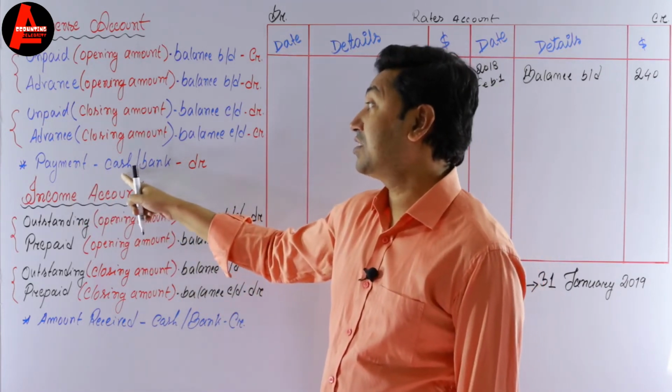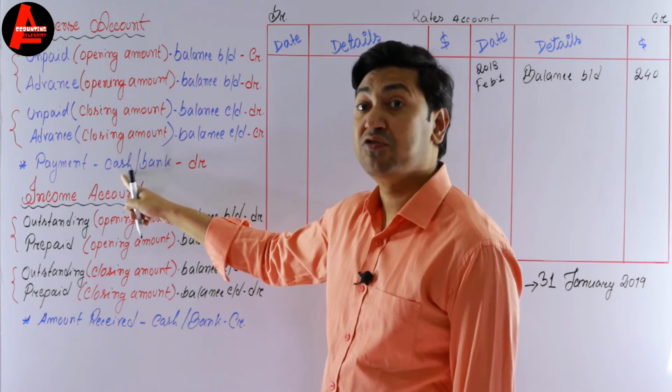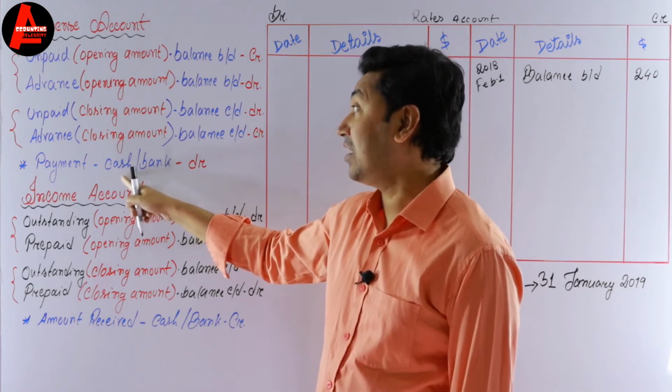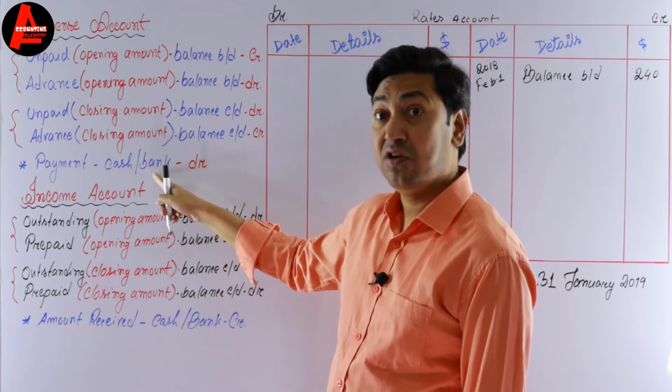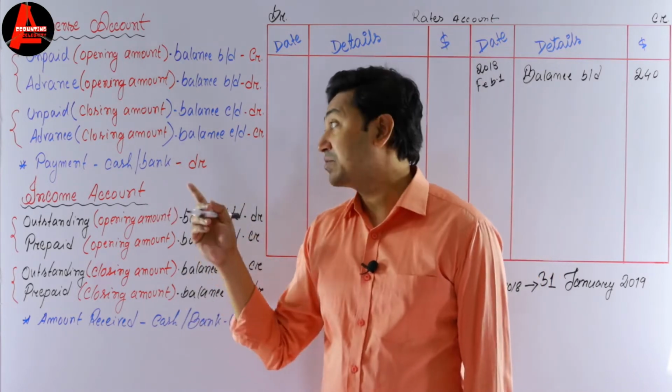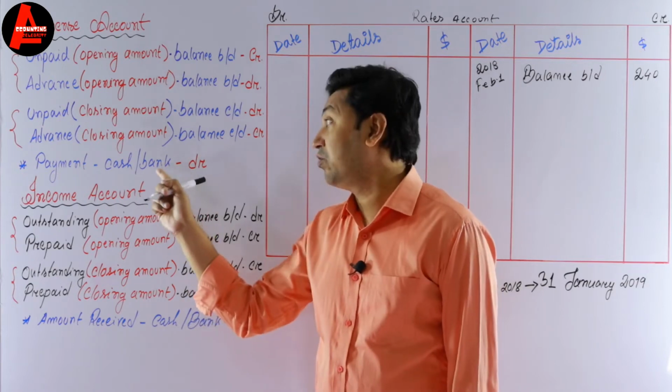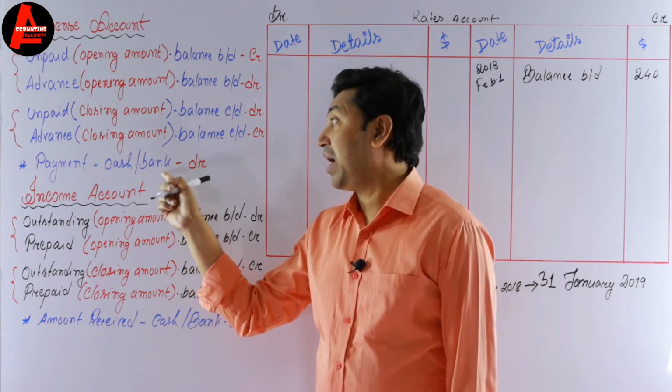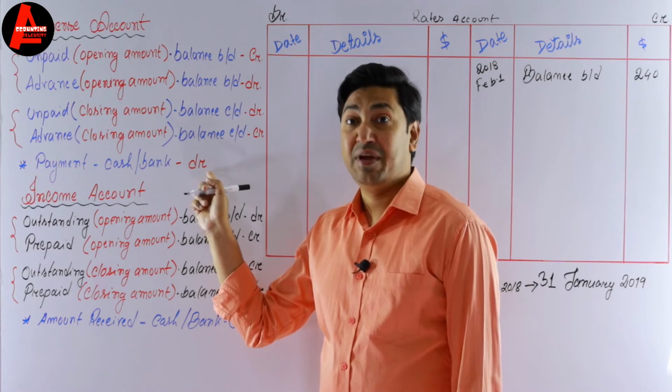So if this payment is made in cash, we will write cash. If it is made by check or bank transfer, we will write here bank. In this question the payment is made by bank transfer, so we will write bank. This bank will come on the debit side.